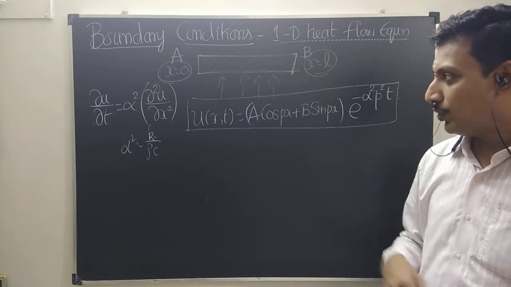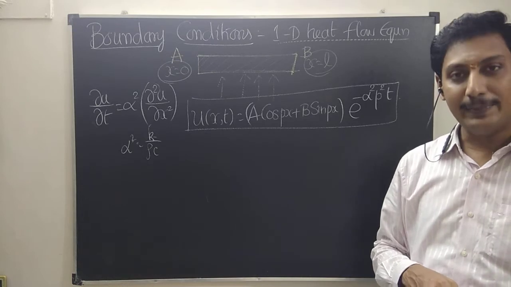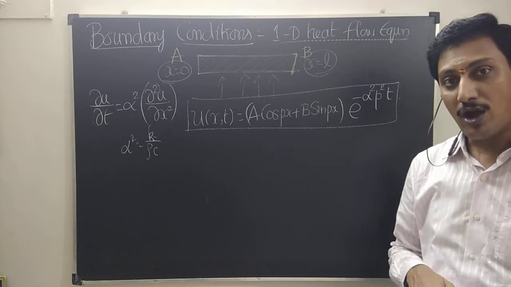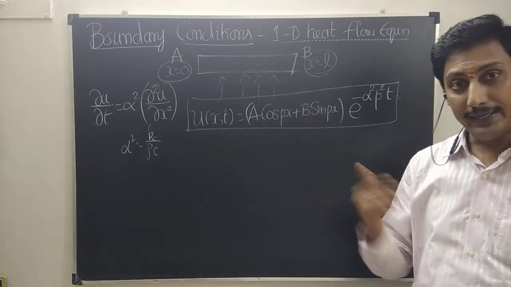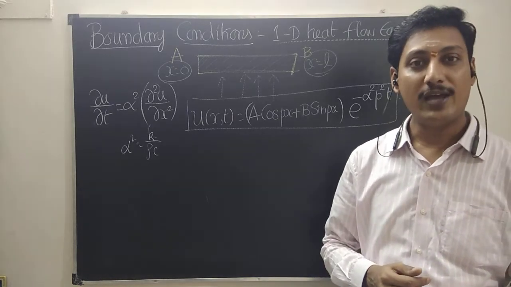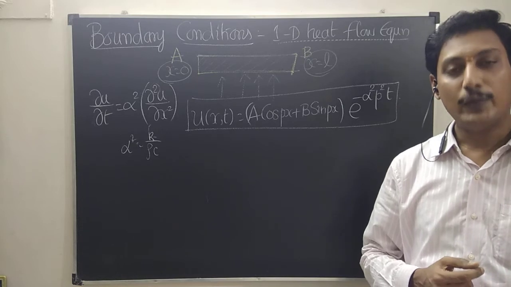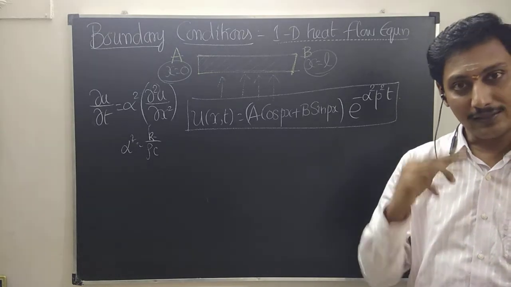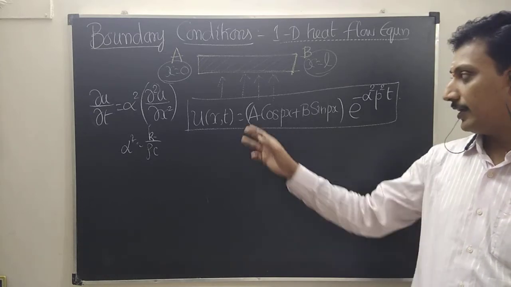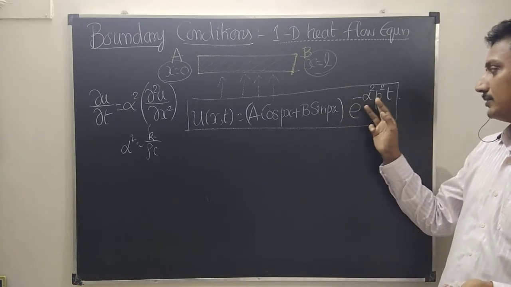Now, if I solve this by using the method of separation of variables, please kindly go and watch my video. I have made a separate video on how to solve it by the method of separation of variables to get all possible solutions of the one-dimensional heat flow equation. Among the three possible solutions, this is the correct solution: u = (A cos px + B sin px) e^(-α²p²t).